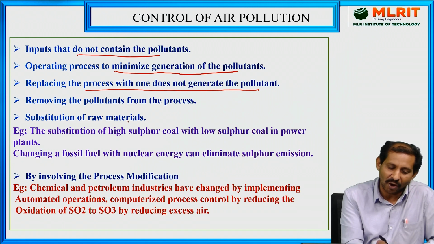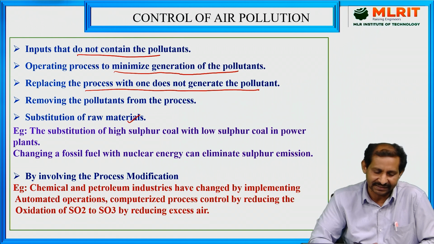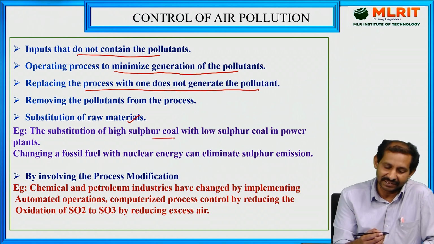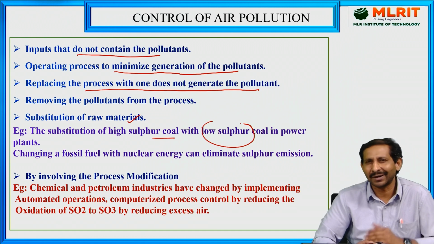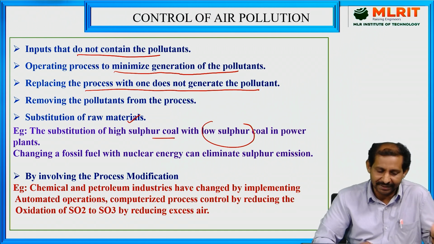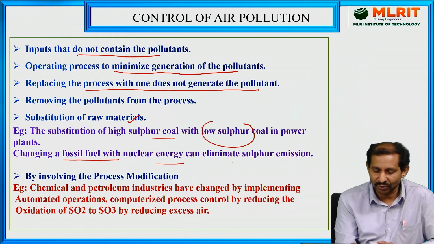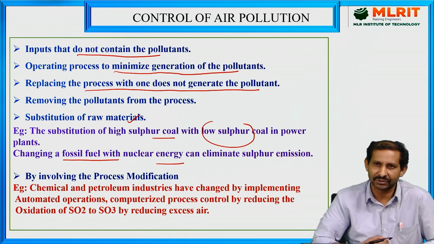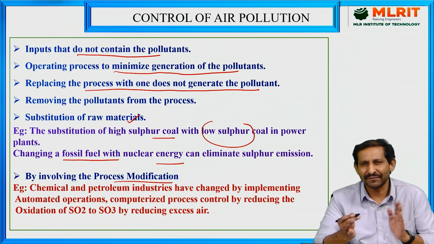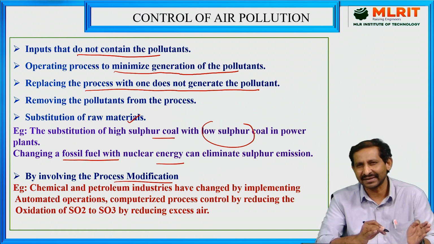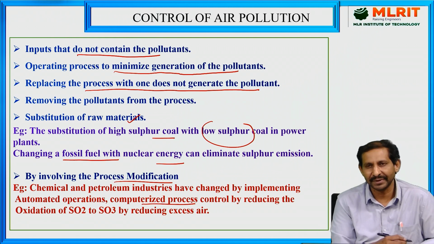The substitution of raw materials. For example, as discussed in previous slides, if high sulfur content is present, more pollution will be created. So that's why low sulfur content coal will be used for power generation. Then automatically the air pollution will be reduced. Changing the fossil fuel to nuclear energy, an alternate energy, reduces the sulfur emission. Here, some process modifications, such as modifying the oxidation or reduction reactions, are monitored by modern technologies like computerized processes.